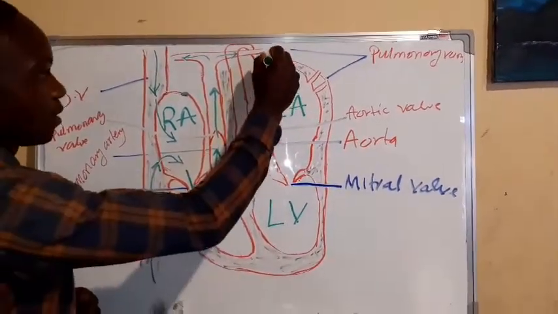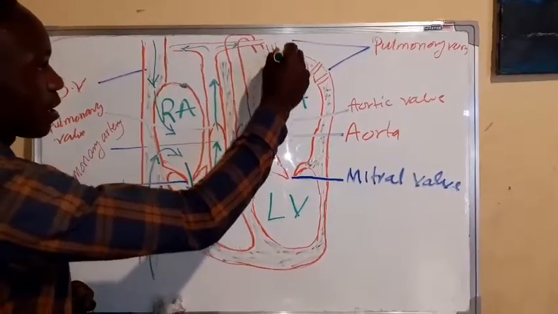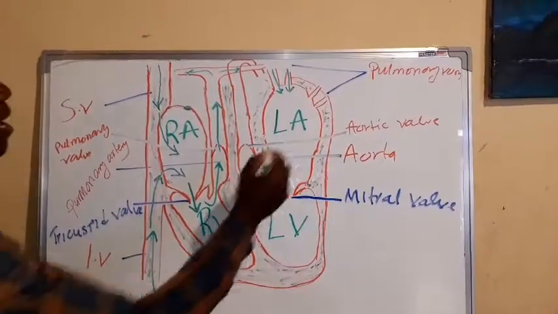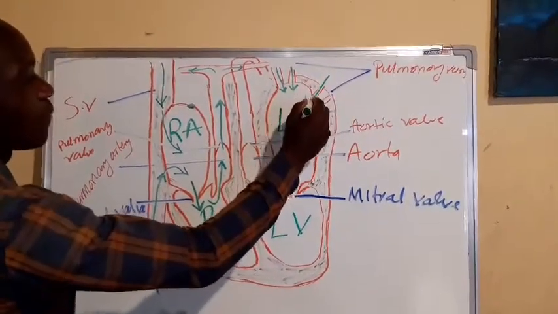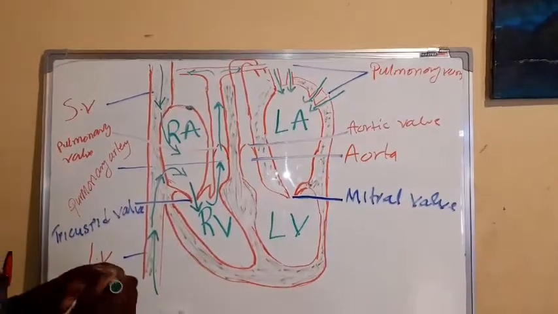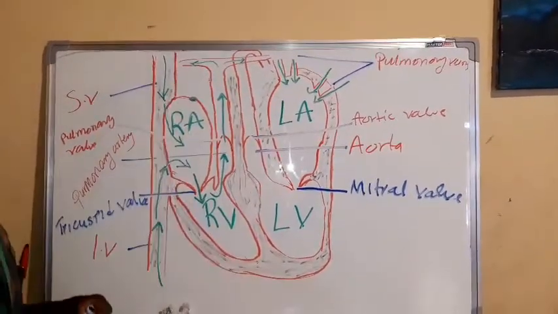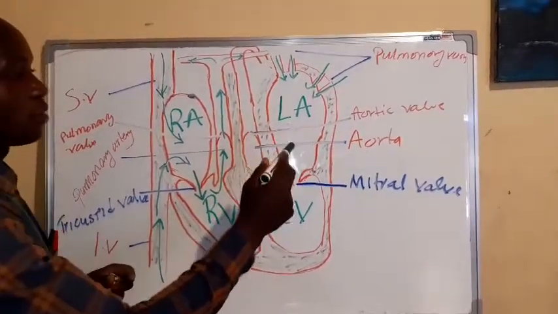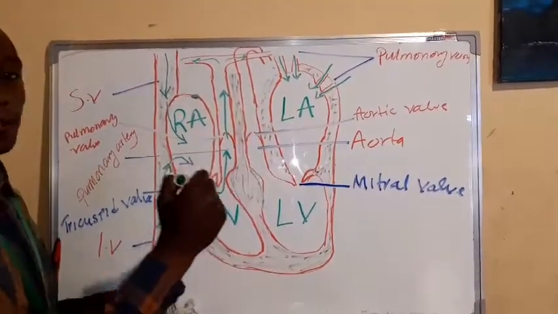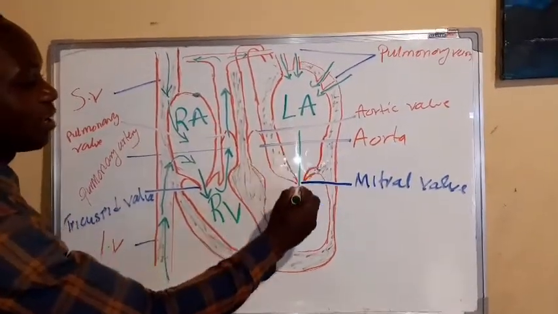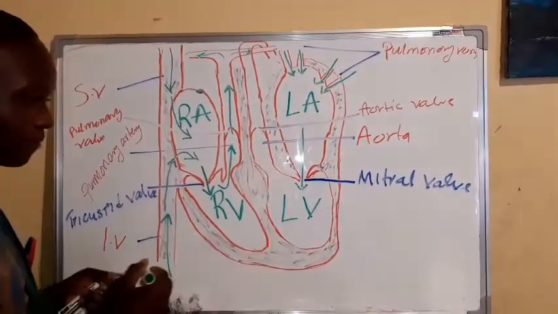We have this one. It is going to come from the right lung. And these two are going to come from the left lung, emptying their contents into the left atrium. So the left atrium is going to get filled with blood that is coming from the lungs, which is oxygenated. And it is going to empty its contents into the left ventricle.